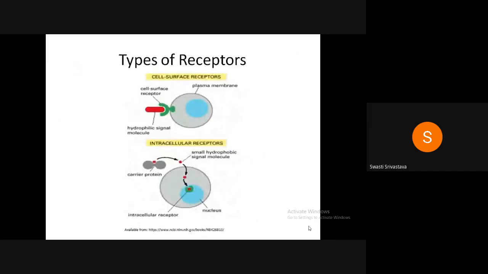Now, whatever the kind of signal molecule, the receptors will be classified in two broad categories: the cell surface receptors and the intracellular receptors. We have talked about two broad kinds of signals, the hydrophilic signal and the hydrophobic signal. We will discuss the gaseous molecules later on, but we are concerned mainly with these two types.